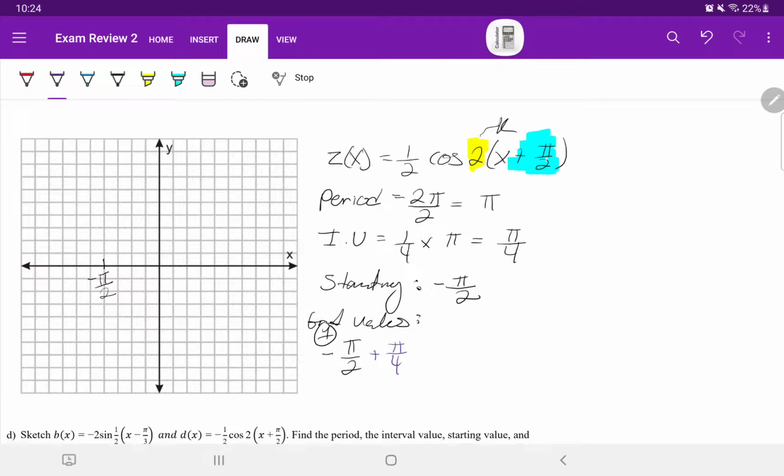Now remember, when we're adding and subtracting fractions, we must have the same denominator. What I'm going to do is convert this denominator of 2 into 4. So I can write negative pi over 2 as negative 2 pi over 4. Once again, I'm not explaining that step since I explained it already a couple of times. And then I'm going to add pi over 4 to that. Negative 2 pi over 4 plus 1 pi over 4 is negative pi over 4.